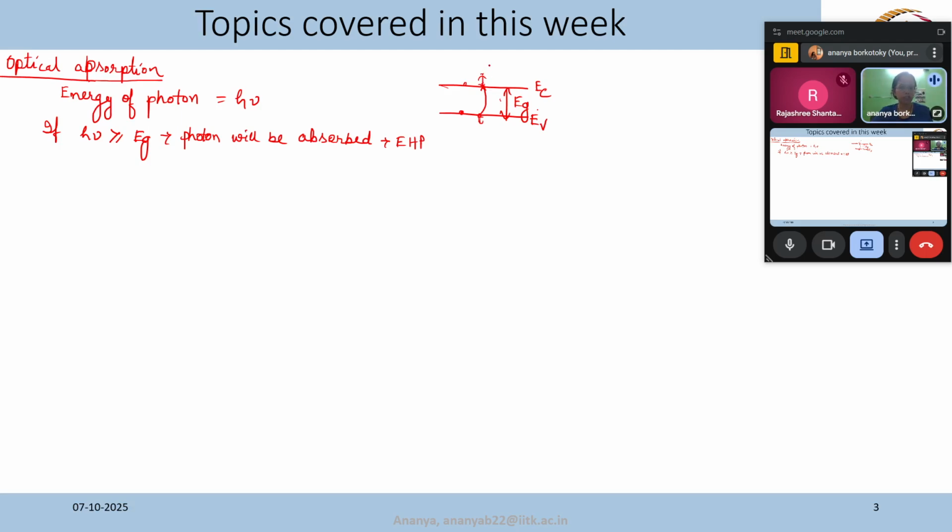How much kinetic energy the electron gets and the hole gets depends on the mass of the electron and hole. So that is also another part. If you look carefully in the lecture notes, you will see that even in the book the figure is given. I think the figure is given in the book. Let me check.